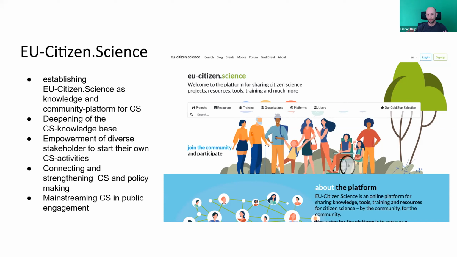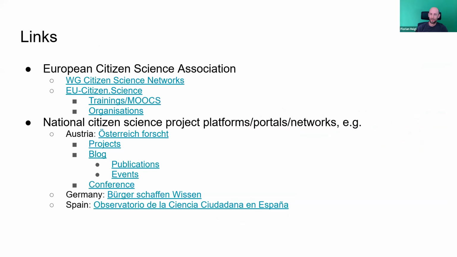There are also working groups on different topics in citizen science within ECSA. So this is a very important association for citizen science on a European level. And the next slide, please. There is the link to the European Citizen Science Association and also the different working groups.